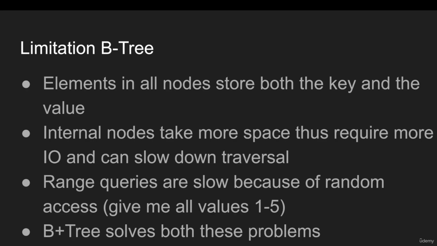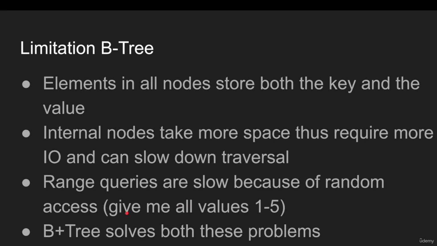So we might say, well, what else? If you don't store the value, you need to store the value at some point, right? Well, we're going to talk about that. Another limitation of the B-tree is that range queries are slow because of the random access, because you're jumping back and forth.